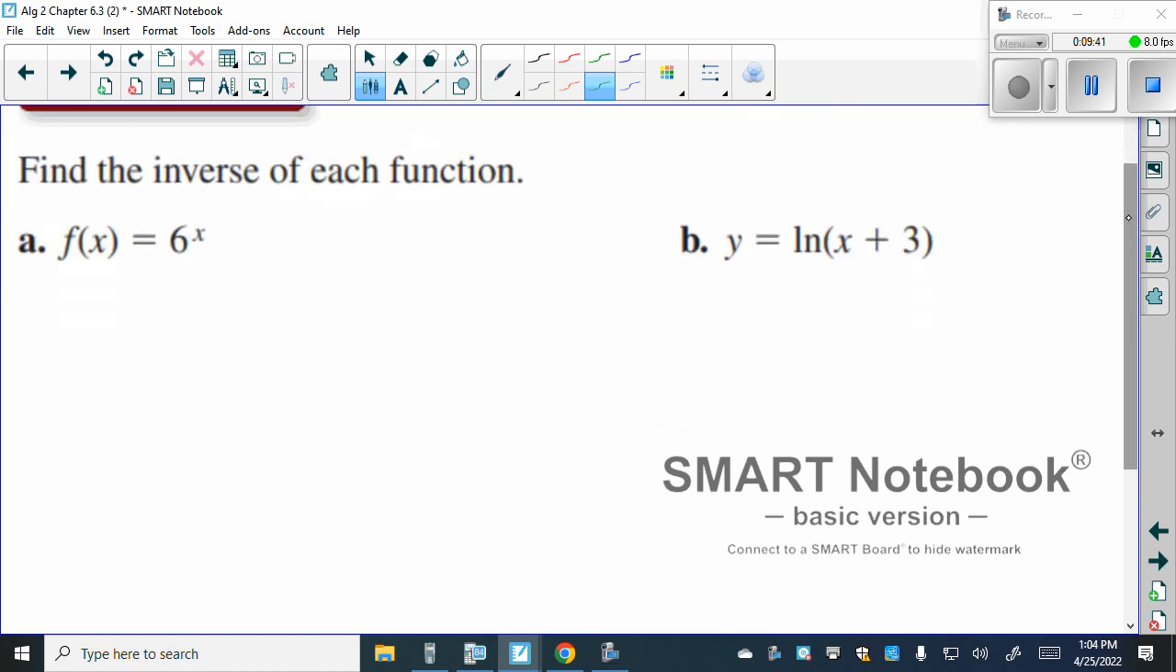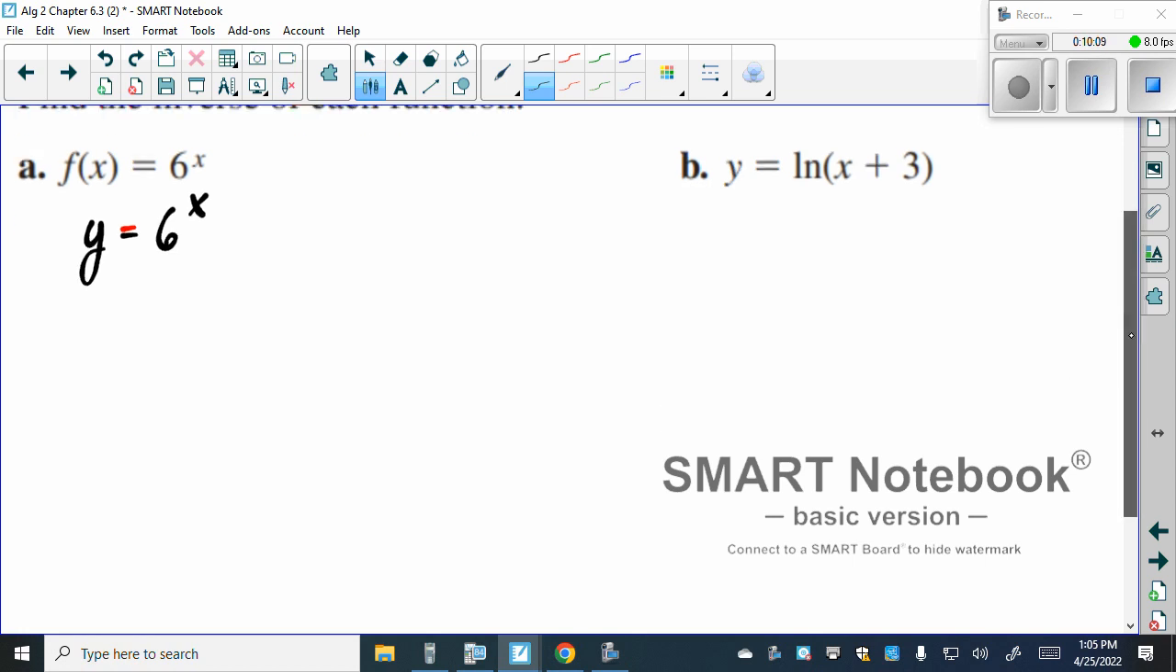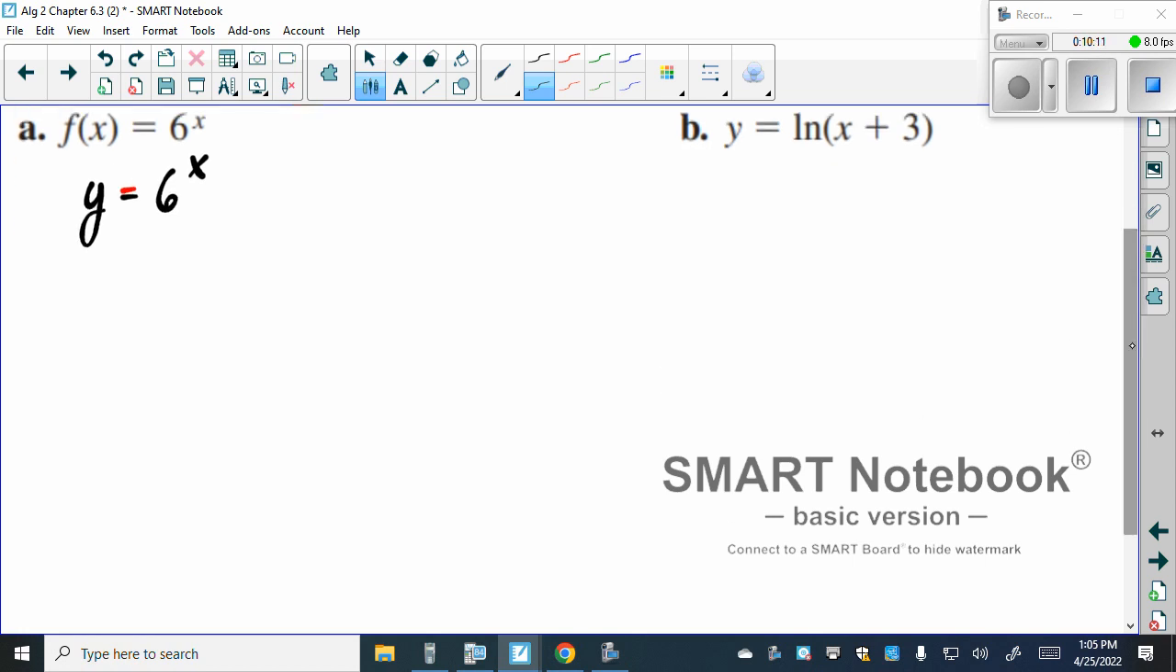The last thing we're doing today is finding the inverse. Now, it does work out that our exponential function and our logarithmic functions are inverses of each other. So if we look at f of x equals 6 to the x, to find its inverse, the first thing we'll need to do is rewrite f of x as y. That's our first step in writing an inverse function. The second step is that we need to switch x and y. So x is equal to 6 to the y.